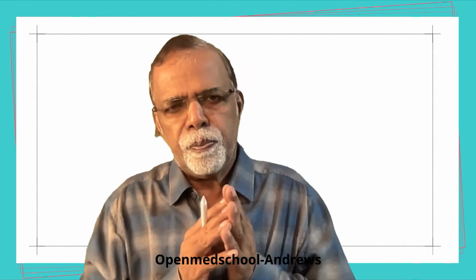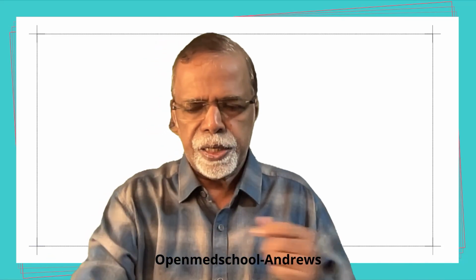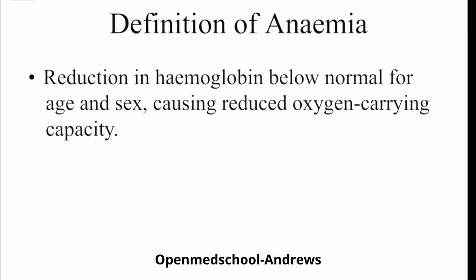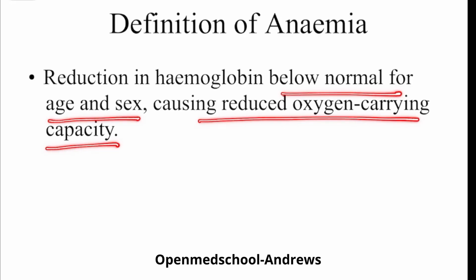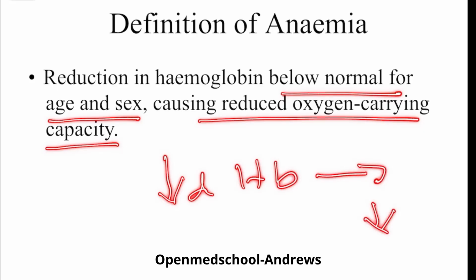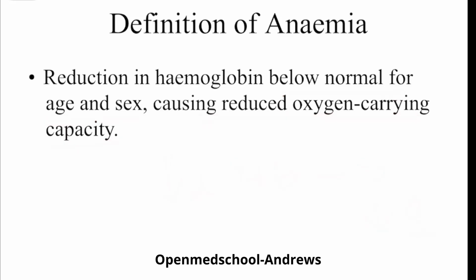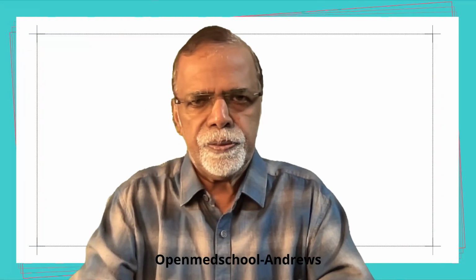So what is the practical definition? Practical definition of anemia is reduction in hemoglobin below normal for age and sex, causing reduced oxygen carrying capacity. That is, decreased hemoglobin leading on to decreased oxygen carrying capacity. That is the basic definition for anemia.